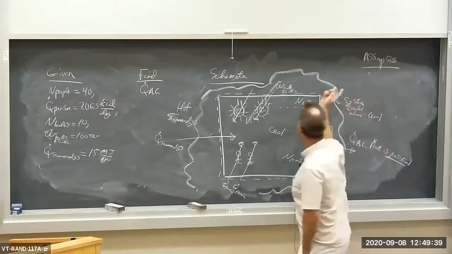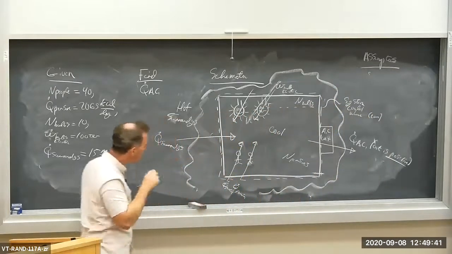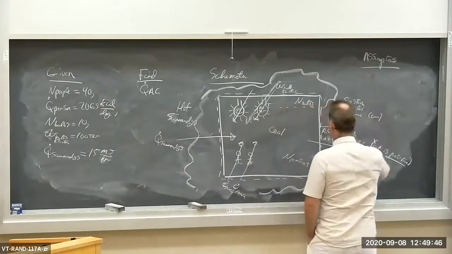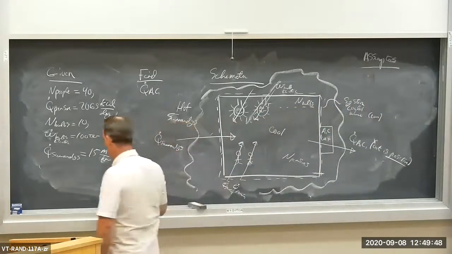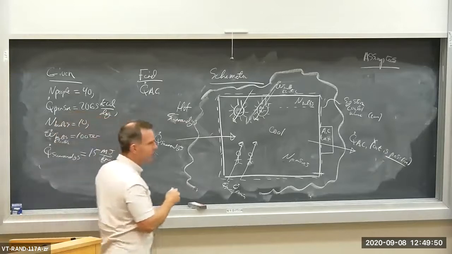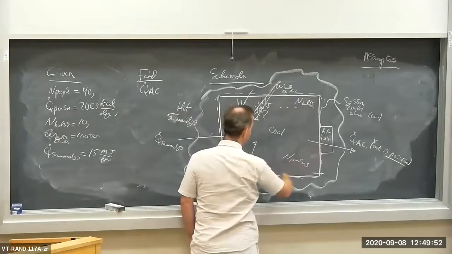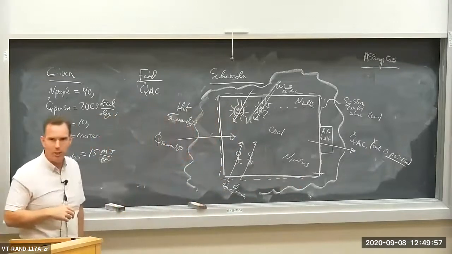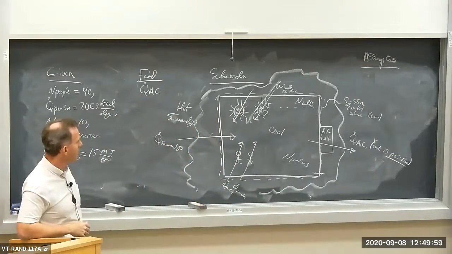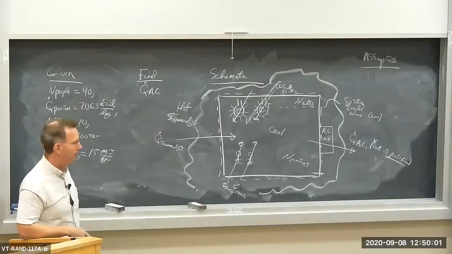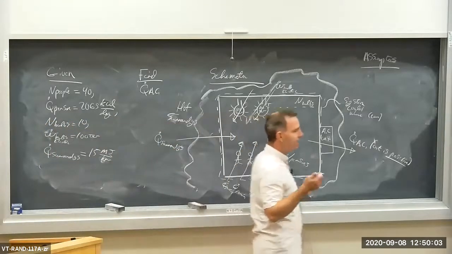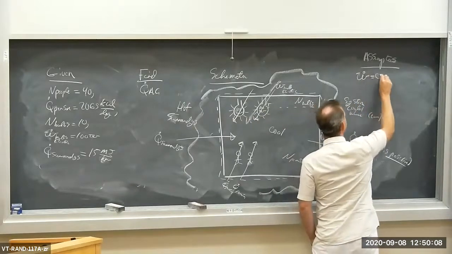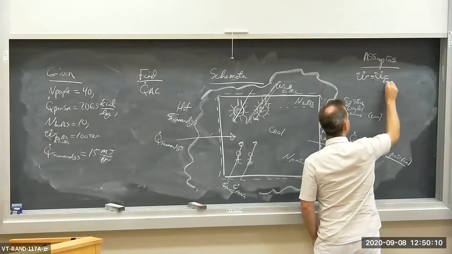Should be over here, but I'm out of room. So assumptions: no shaft work. I'll write that down in a minute. Is the boundary, is the system changing volume? This is my room here, and I'm making the room the system. I don't think the room is changing volume over this process, so there's no boundary work going on. So the only work left is electric work. So W dot equals W dot electric.